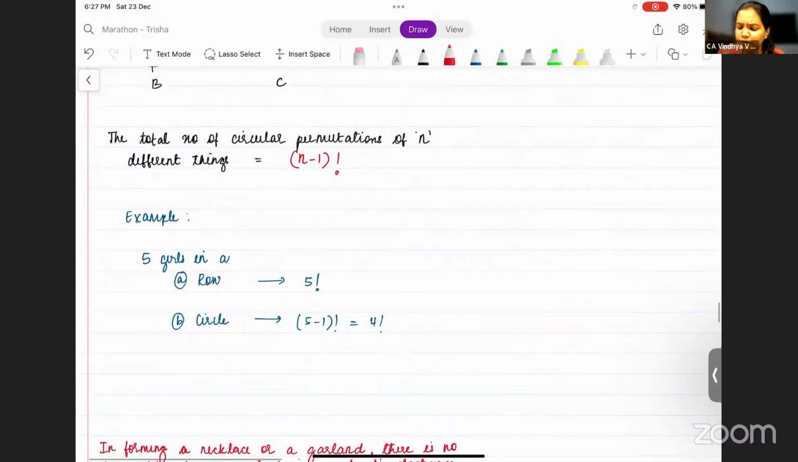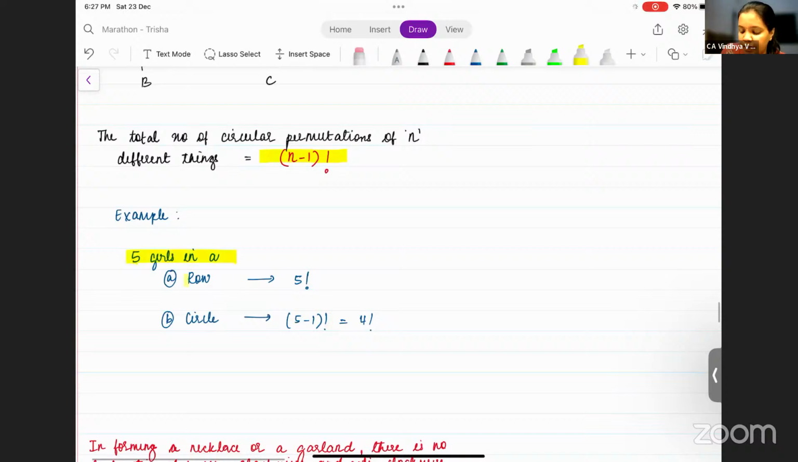Okay. So the formula given here is n minus 1 factorial. So if I say 5 girls are to be arranged in a row, answer is 5 factorial. But if it is a circle, answer is 4 factorial.